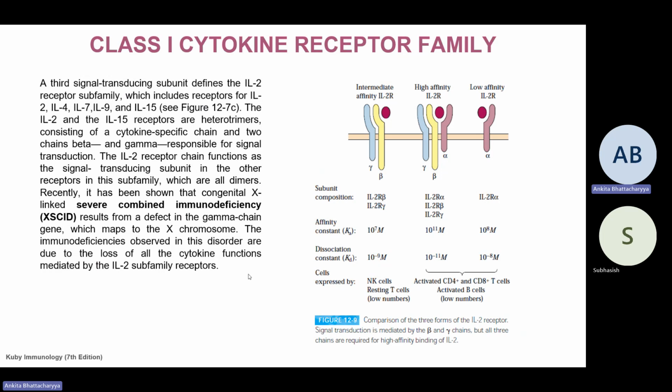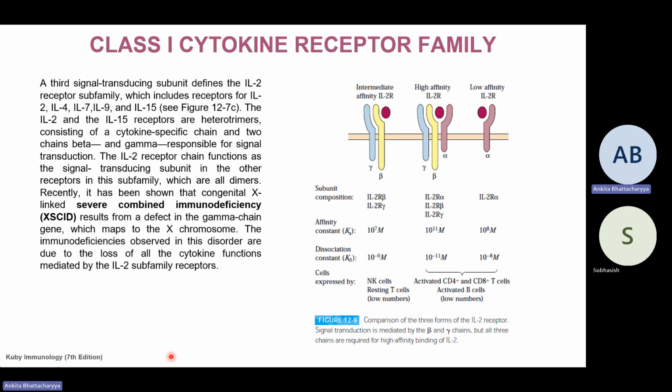A third signaling transducing subunit, which defines the IL-2 receptor family, includes receptors for IL-2, 4, 7, 9, and IL-15. The IL-2 and IL-15 receptors are heterotrimers. This is a new addition in comparison to what is already known. So they form heterotrimers, meaning there is an alpha, beta, and gamma subunit. This consists of a cytokine specific chain and two chains, beta and gamma, that are responsible for transduction. The IL-2 receptor chain functions as the signal transducing subunit in other receptors, which are all dimers in this case.